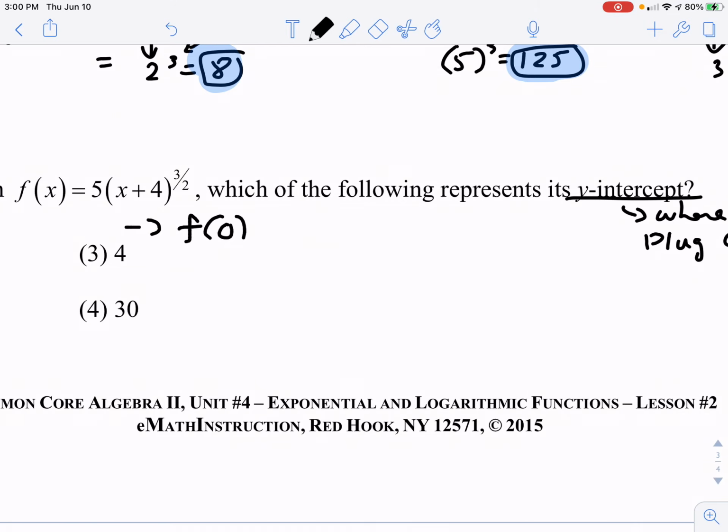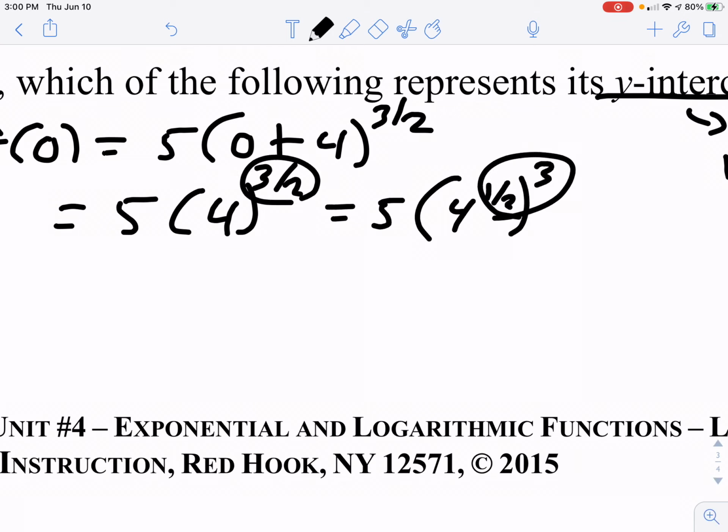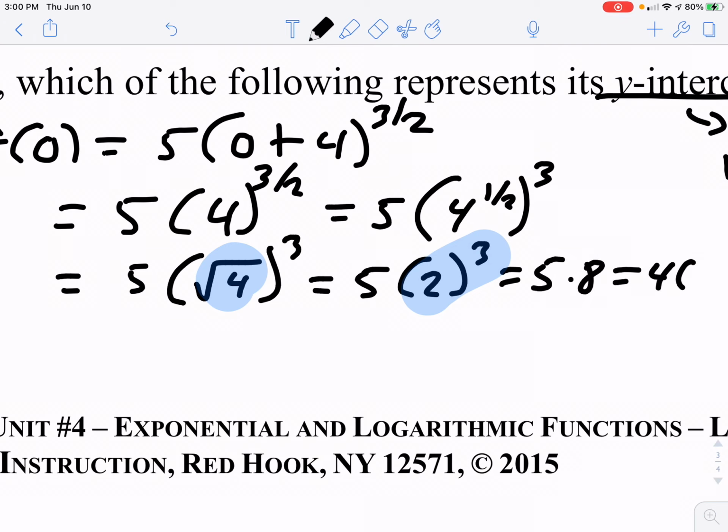F of 0, we're evaluating x equals 0, would be 5 times 0 plus 4 raised to the 3/2 power, which would be 5 times, now 0 plus 4 is just 4 raised to the 3/2 power, which is the same thing as 5 times 4 to the 1/2 power cubed, because remember, 1/2 times 3 is 3/2. Which is 5 times the square root of 4 cubed. Take the square root of 4, and it would be 5 times 2 cubed. 2 cubed is 8. 5 times 8 is 40.